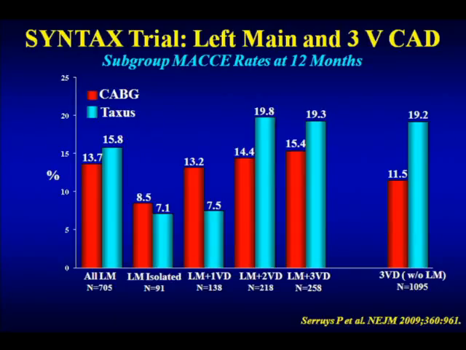This is actually the left main subgroup, isolated left main with 1, 2, or 3 vessel disease, and you can see the height of the blue bar. Once you have isolated left main in the SYNTAX trial, PCI did numerically better than CABG. And of course, once you get to more extensive left main disease with associated vessel disease, the outcomes were in favor of coronary artery bypass surgery. But again, the outcome we are talking about is restenosis.